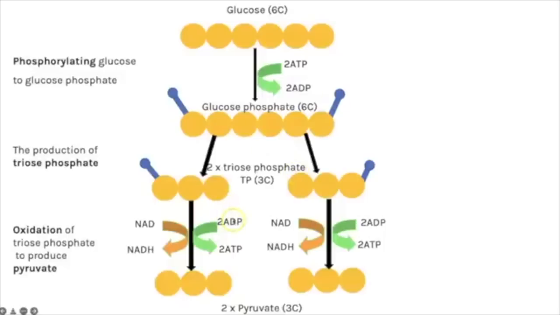Both TP molecules will result in the gain of 2 ATP when pyruvate is made, and also as each is oxidised, there'll be a reduced coenzyme created. So NAD picks up a hydrogen to form NADH, or reduced NAD. So at the end we have 2 molecules of pyruvate, a net gain of 2 ATP, and what we mean by that is, although we've made 4 ATP molecules in this stage, we had to use 2 at the beginning. So overall, we've created 2. We've also made 2 reduced NAD.